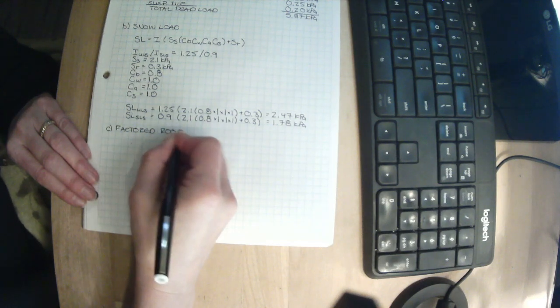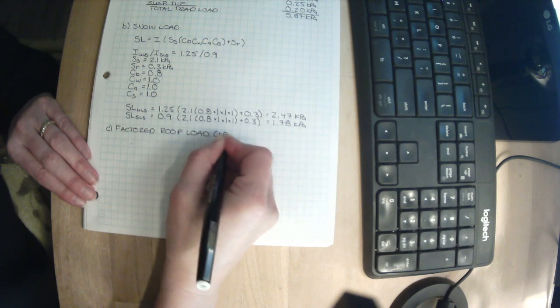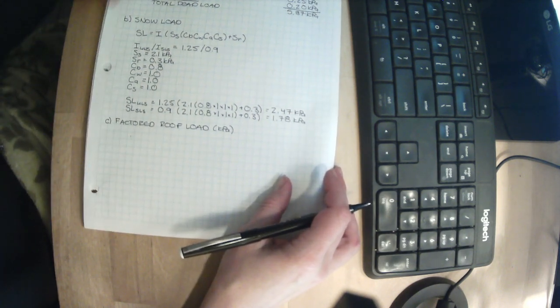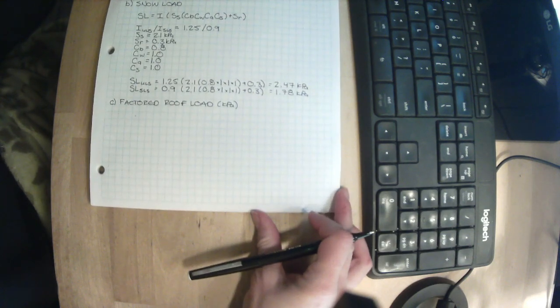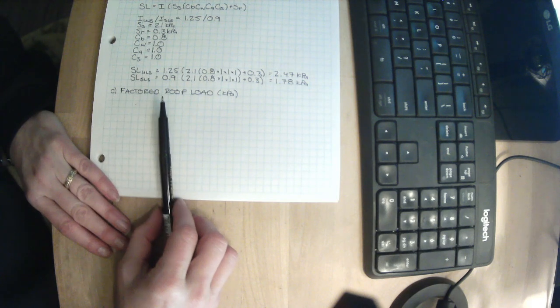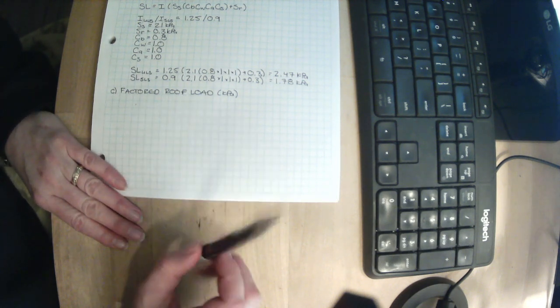So the factored roof load in kPa. Now remember, these are the different load combinations we would need to see. Remember that we have a bunch of different load combinations. It gets a little bit easier when there's only 2 loads applied to it.